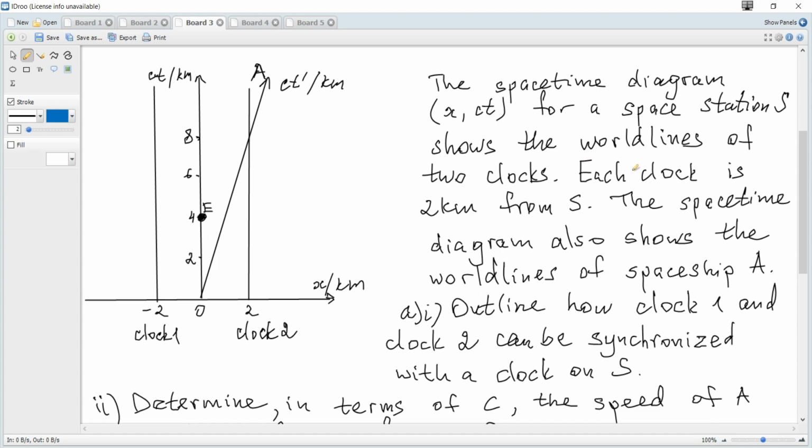The space-time diagram for space station S shows the world lines of two clocks. Each clock is 2 kilometers from S. The space-time diagram also shows the world lines of spaceship A. Question A: outline how clock 1 and clock 2 can be synchronized with the clock on S.